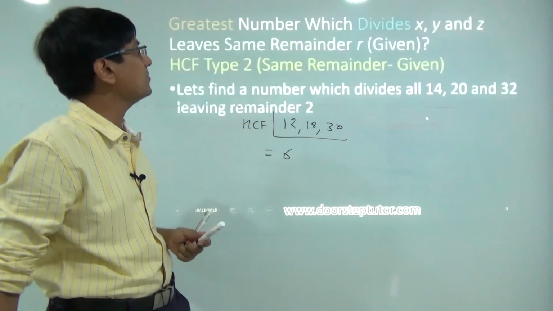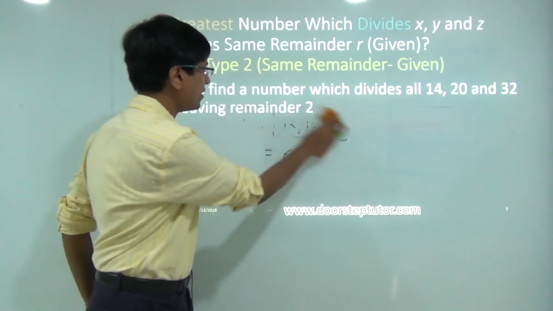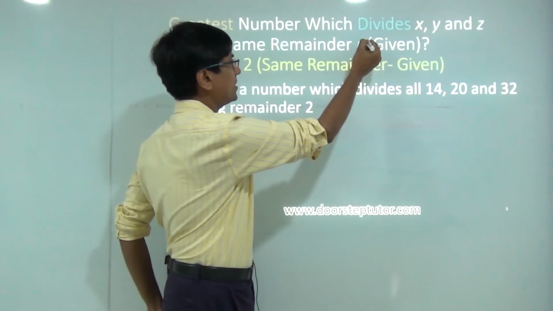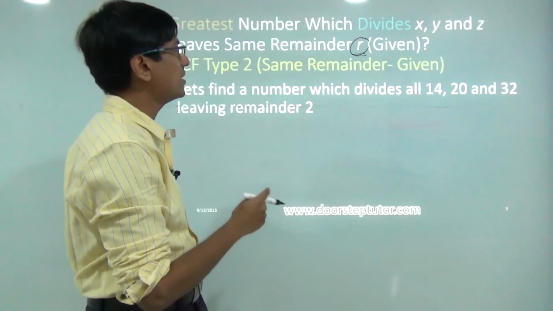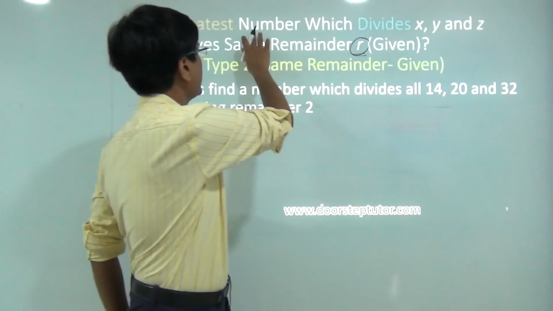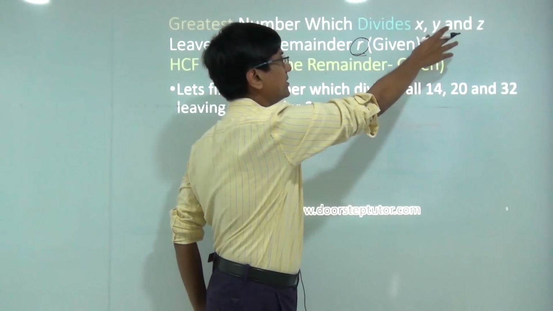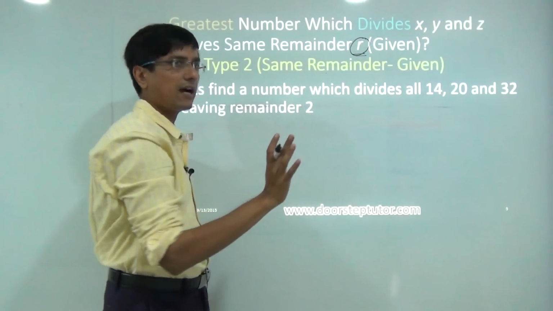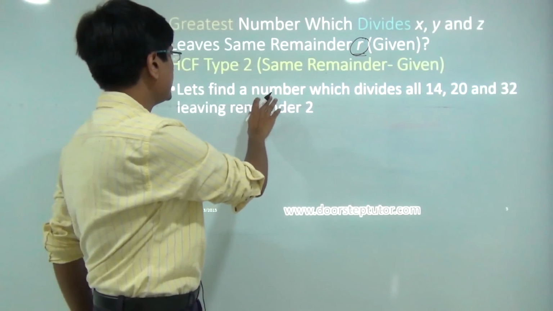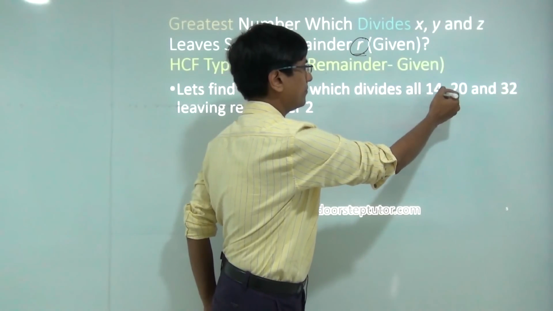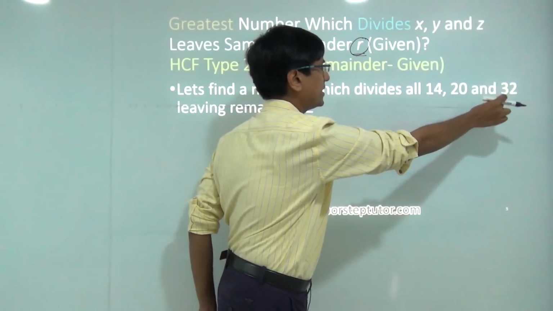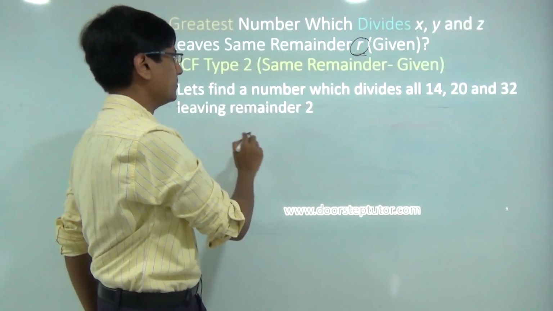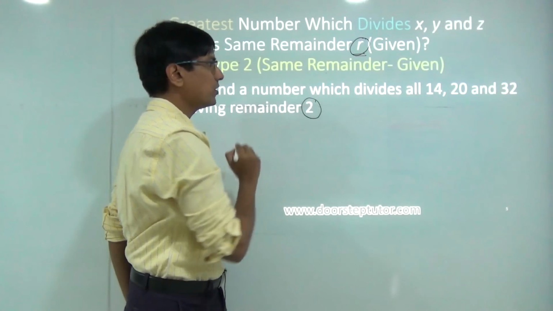Moving on to the next problem, which is slightly more interesting. In these kinds of problems, we are given a fixed remainder, a constant remainder r, which comes when we divide. So we have to find that number, right? When we divide x, y and z, a given set of numbers, by this number, we always get the same remainder r. So let's take a small example. Let's try to find out the largest number such that when 14, 20 and 32 are divided by that number, in each case we are left with remainder 2.